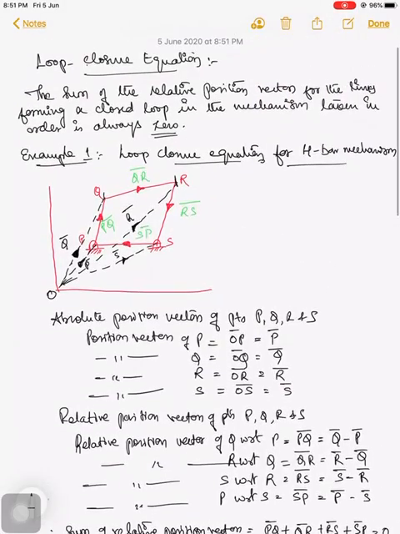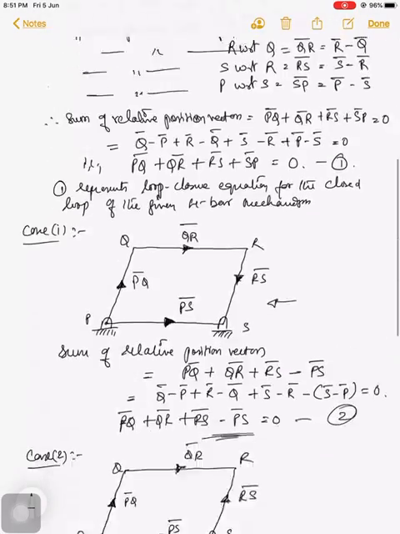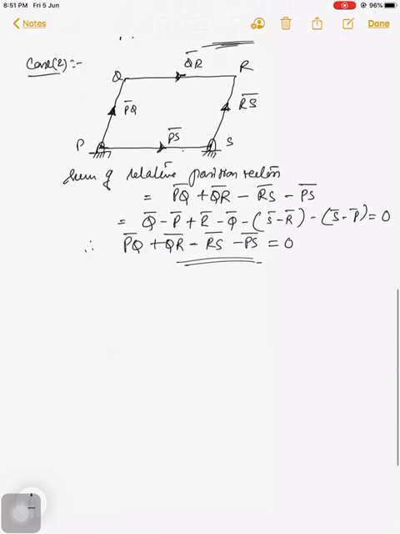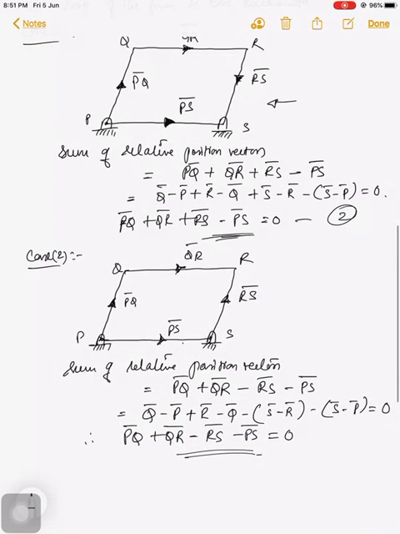So let us make the video short. Let us close this video here. In the next video, we will take up the loop closure equation for the slider crank mechanism and the offset slider crank mechanism, and I'll explain both of them. Thank you.